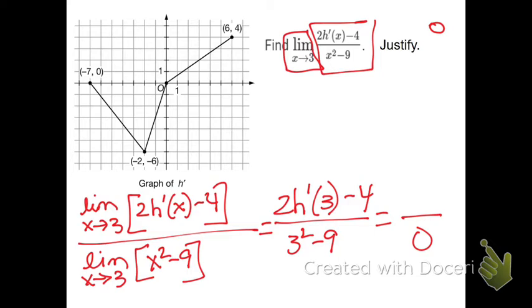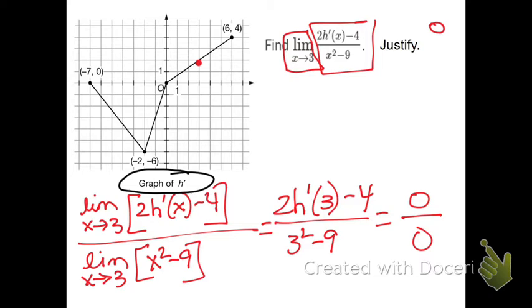In the numerator, let's find h prime of 3. Well, pay attention to the title of your graph. This graph is h prime. So h prime of 3 is just the height at 3, which would be the height right there. Oops, I kind of missed it, but you get the idea. So that looks like a 2. So 2 times 2 would be 4. 4 minus 4 is 0. And you do have to write that also.